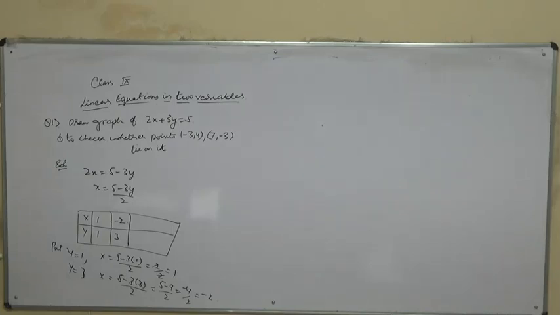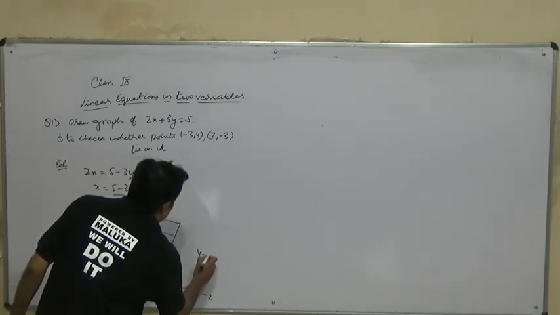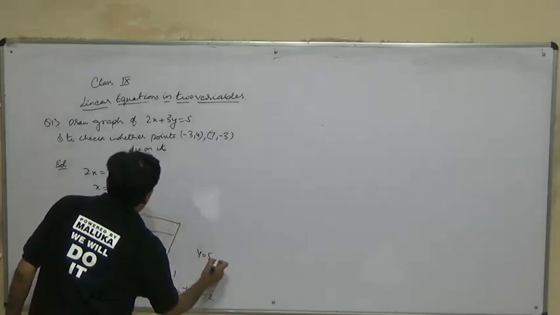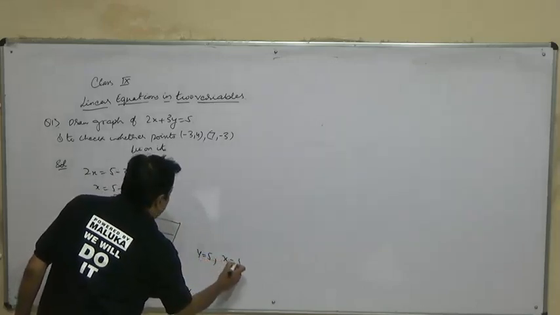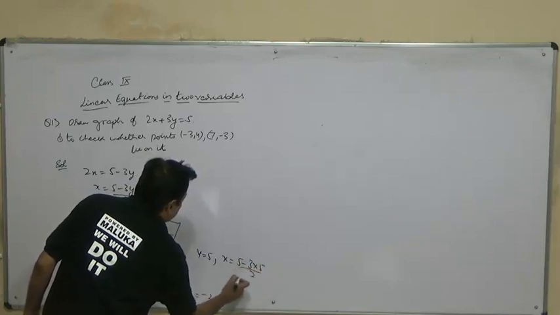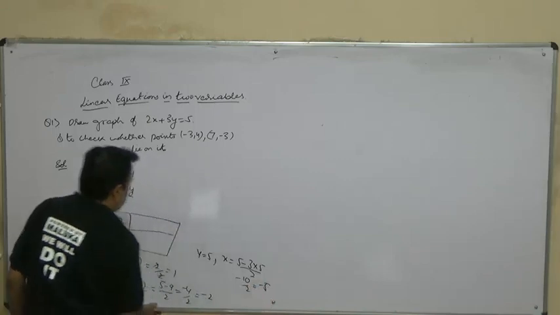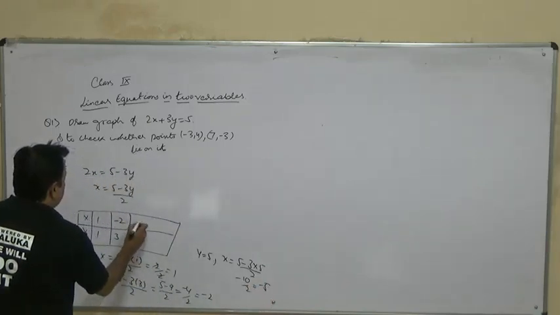Likewise, we can also fill one more value. We have filled 2, we have not filled 3. Then 5. We can fill here 5. Put y is equal to 5. What we get? x is equal to (5 minus 3 into 5) upon 2, which is minus 10 upon 2, which is minus 5. So for 5 it is minus 5.